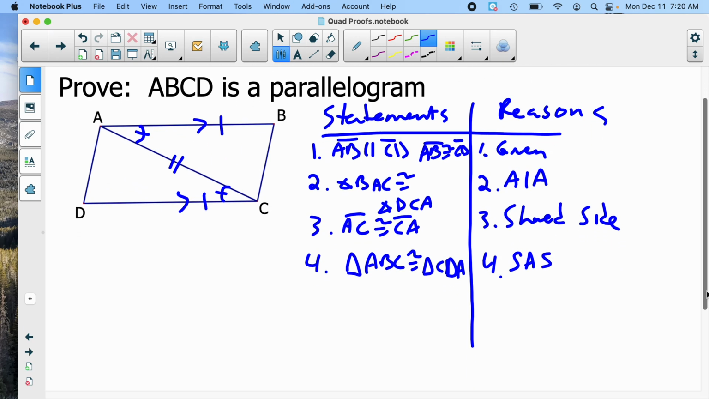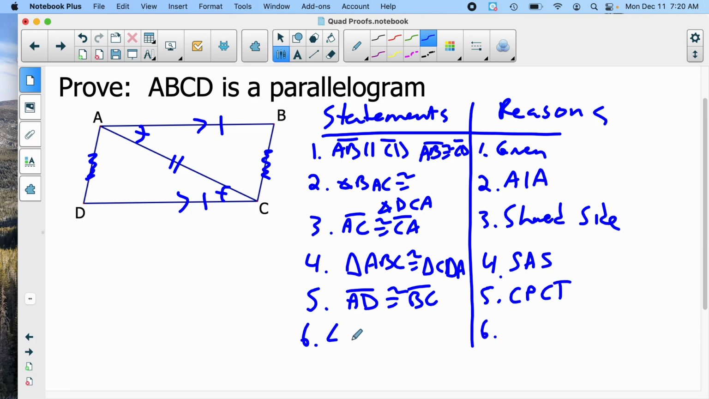Now, to prove it's a parallelogram, I need to prove one of those properties to be true. So maybe I'll say that this side here and this side here are congruent, and then I'll get opposite sides congruent. That's one possible way to do it. So I'll say that AD is congruent to BC. That's CPCTC. And then ABCD is a parallelogram because the opposite sides are congruent.